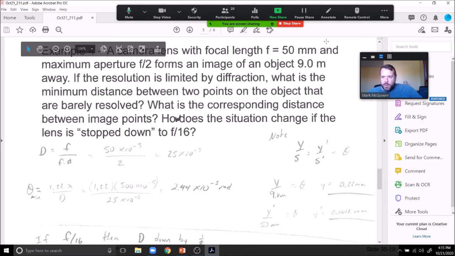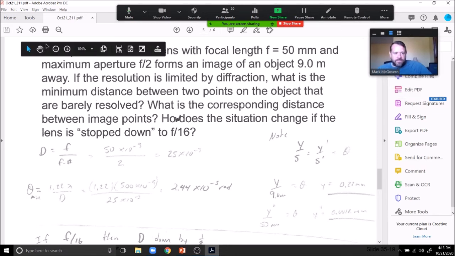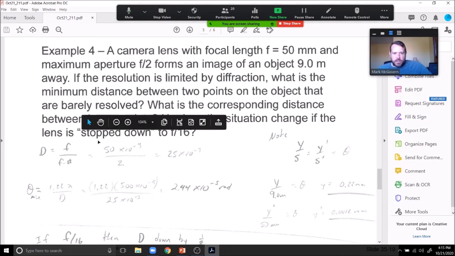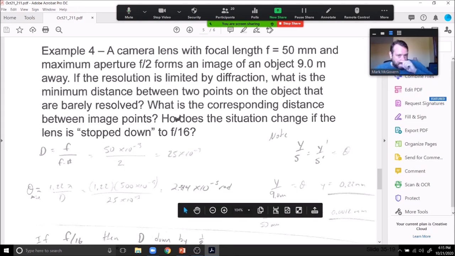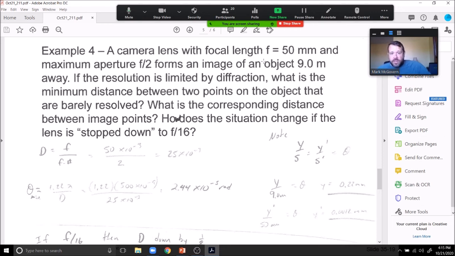Okay, so we have a camera lens with a focal length of 50 millimeters and a maximum aperture of f/2. It's big. It forms an image of an object 9 meters away. The resolution is diffraction limited. What is the minimum distance between two points on the object that can be barely resolved?